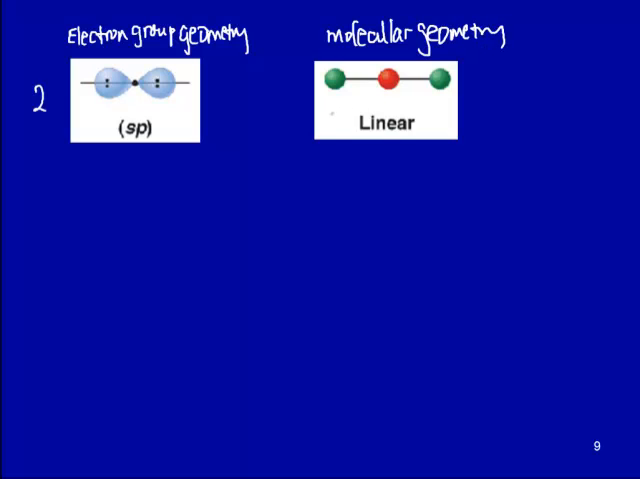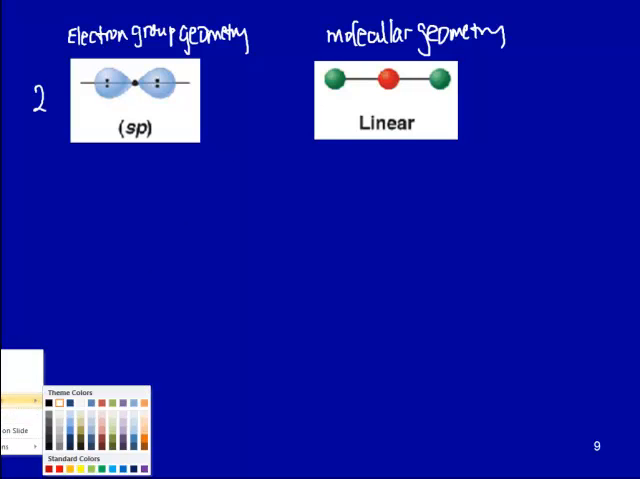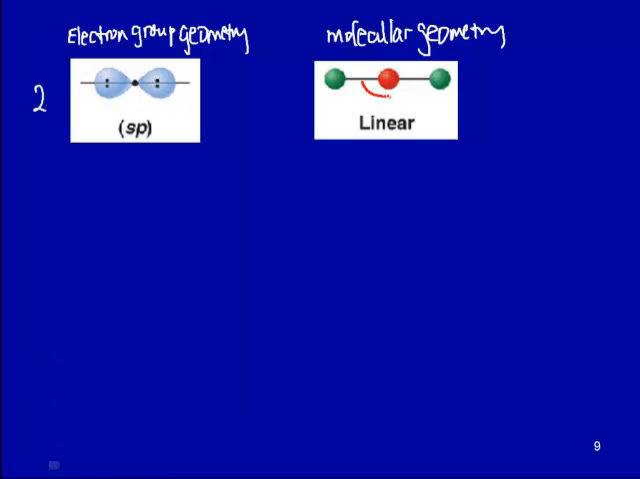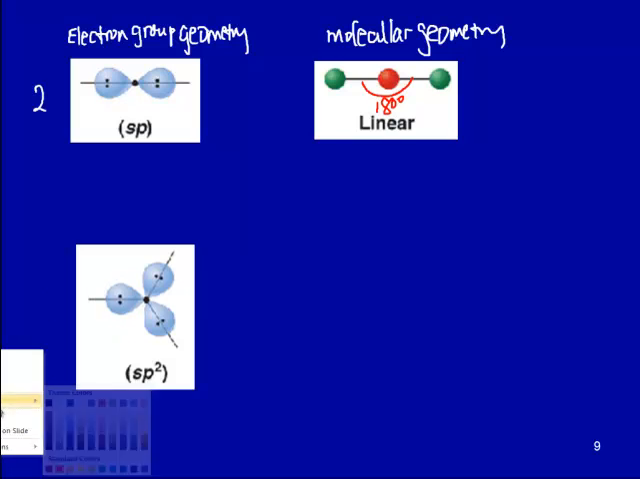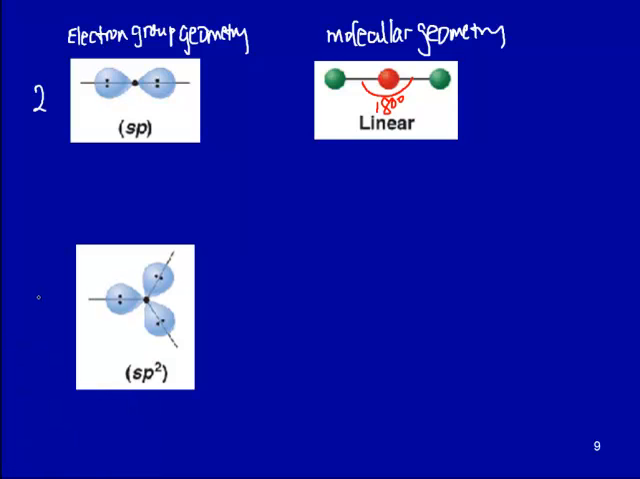As you can tell, the bond angles will be 180. Continue the discussion, and now we have 3.